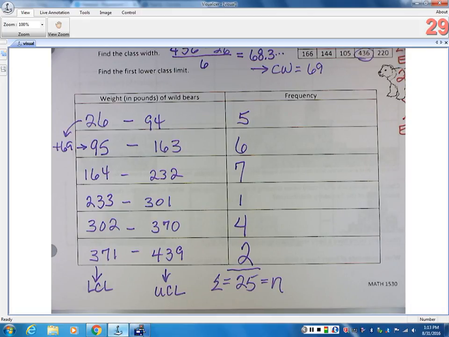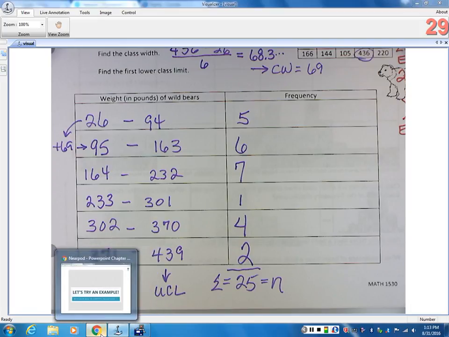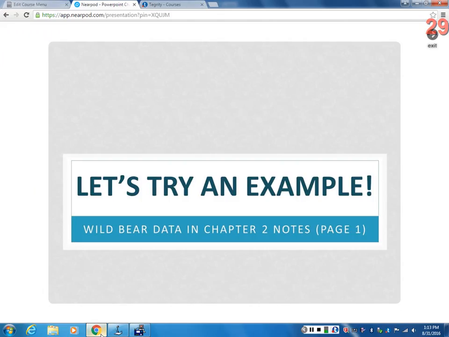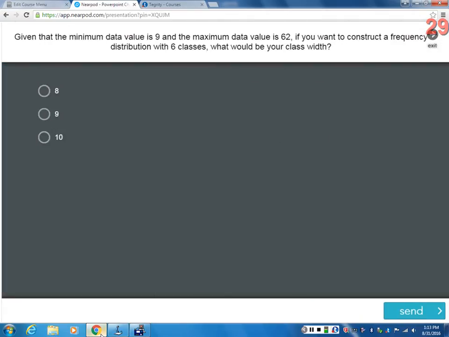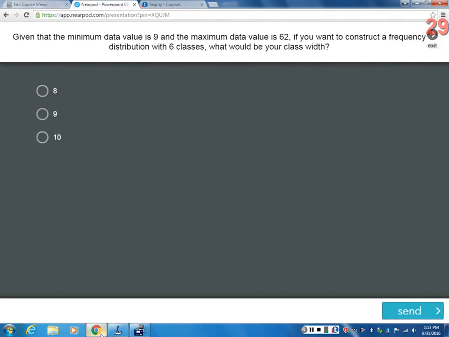Let's go back to the lesson for a minute. You have questions. Given that the minimum data value is 9 and the maximum data value is 62, if you wanted to construct a frequency distribution with 6 classes, what should be your class width? Use the formula at the top of that page.